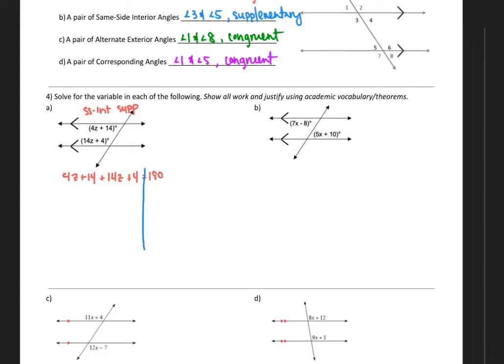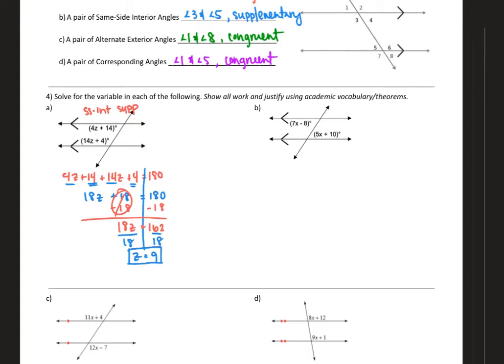And now we can solve. So combining like terms first, we have 18z, and then we have 14 and 4, which is 18, equals 180. Now we're going to subtract 18 from both sides. So we have 18z equals 162. And then the last step, we're going to divide 162 divided by 18. We get z equals 9.